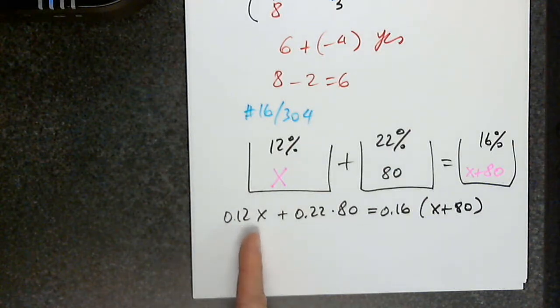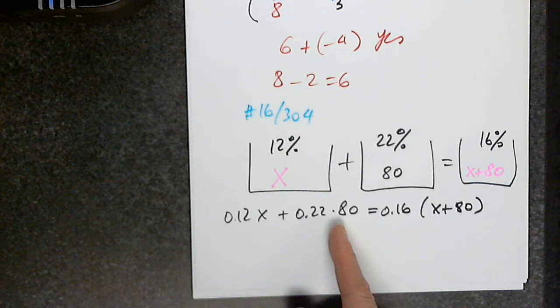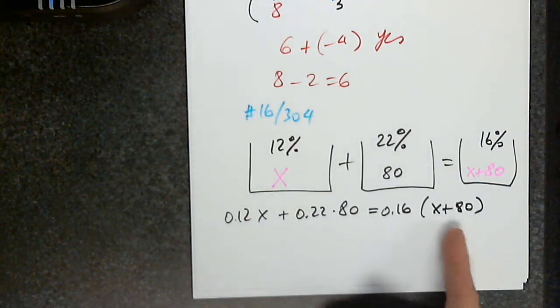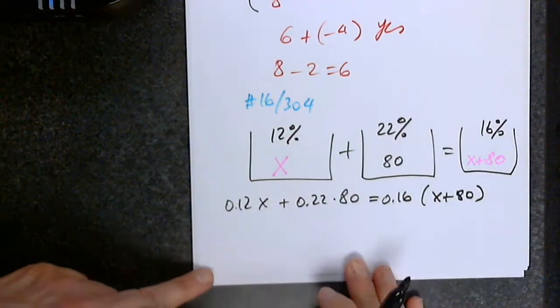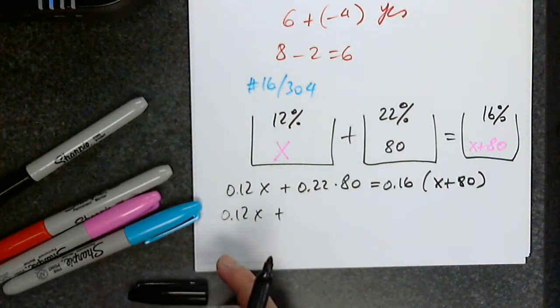So what does this represent? Cubic centimeters of pure salt. Saline solution, but not solution, just the salt. This one is 0.22 times 80, which is cubic centimeters of pure salt. And this one is 0.16 of this quantity, which is cubic centimeters of pure substance. So I will have to distribute 0.12x plus, I have to multiply.